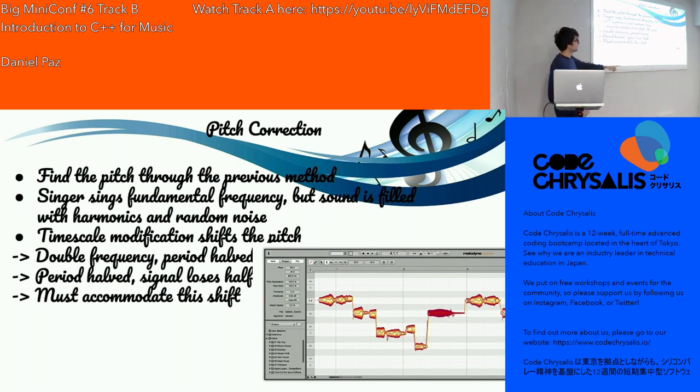Okay, and this is Melodyne, by the way. It's the pitch correction app I was mentioning earlier. So with pitch correction, we can find the pitch using the previous method first. After that, the singer will sing the fundamental frequency. So anyone know what fundamental frequency is?